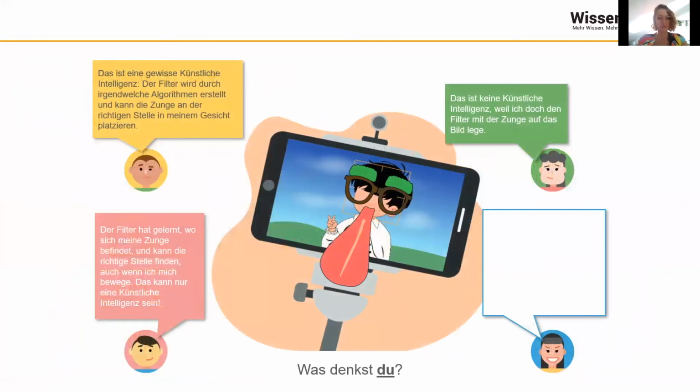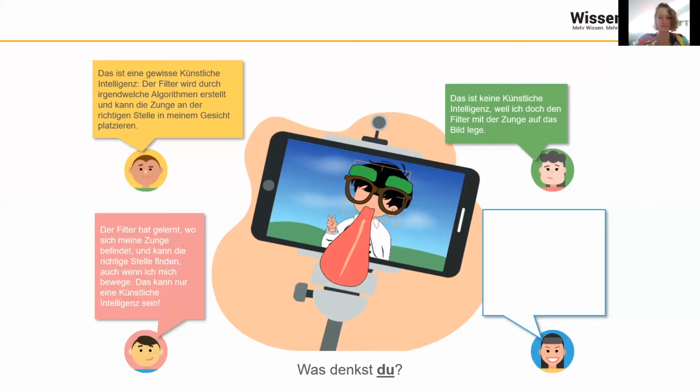In the middle, you see a picture of someone who's taking a selfie. And around the picture, you see 3 students who have their opinion about whether taking a selfie is AI or not. And because there's a filter on the selfie, the discussion is even more heated. The pink person on the bottom left says, the filter has learned where on my face my tongue normally is, even when I move. So this must be AI.